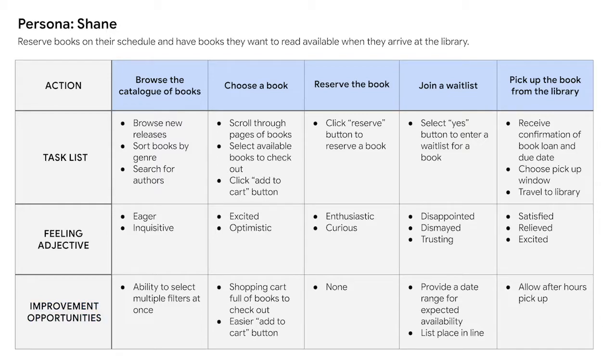For example, Shane's experience browsing the catalogue of books could be improved with the ability to select multiple filters at once. You can come up with lots of ideas for potential improvements to your design during this step, like I've done here. Awesome. Now we have a user journey map that we can use to design a practical and useful website that meets the needs of Shane and our other users.